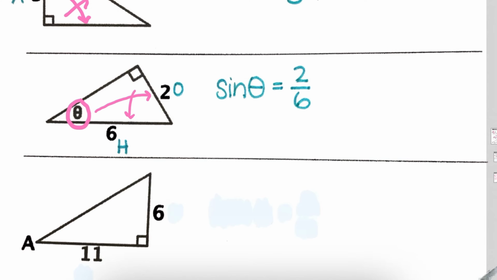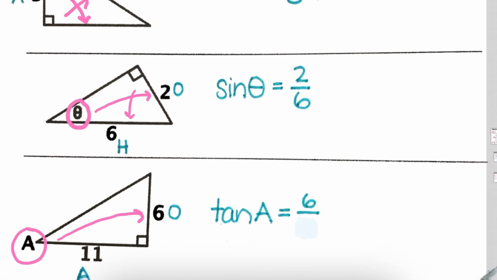And this last one doesn't have a hypotenuse labeled, so I'm going to go to that angle, and it looks like the 6 then would be opposite, which makes the 11 the adjacent. O and A are for TOA, so tangent. Tangent of angle A is equal to TOA, O over A, is 6 over 11.